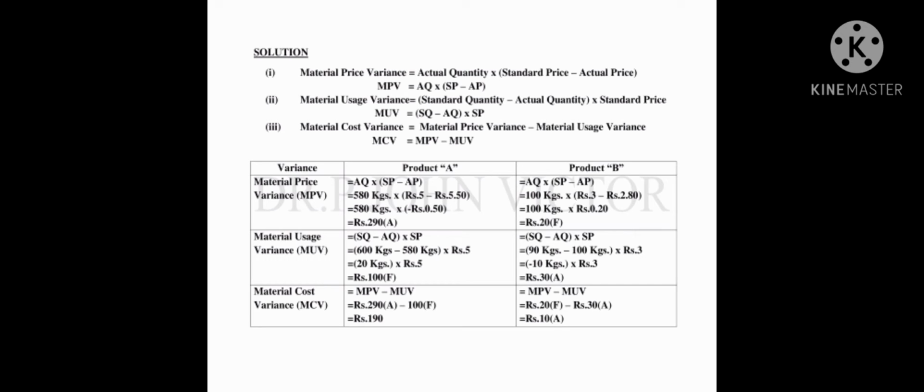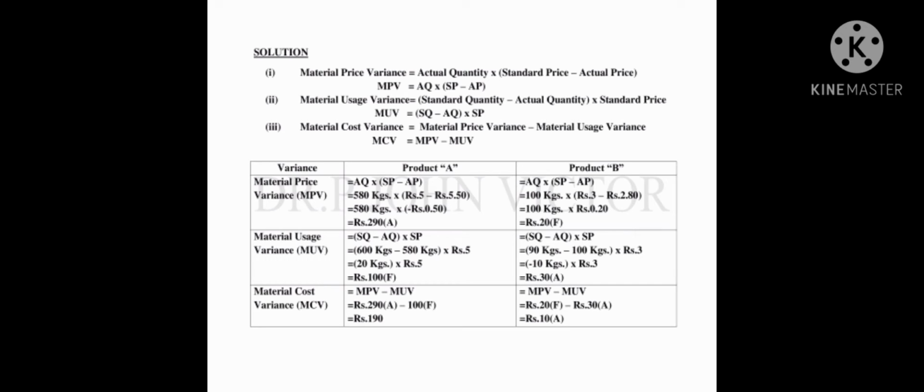Then go to product B: standard quantity minus actual quantity into standard price. Standard quantity is 90 kilograms, then actual quantity 100 kilograms. Now you see that minus. Actually, we should not use minus, but to make you understand, I have put the minus here, but it should not be mentioned. Into 3, when we multiply, we get 30. As it is a negative value, the answer is adverse, that is rupees 30. So adverse is mentioned as A.